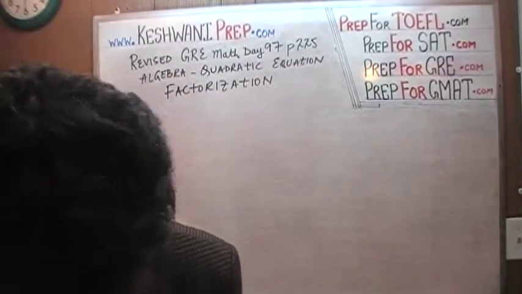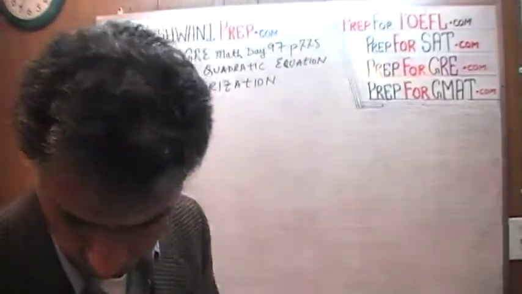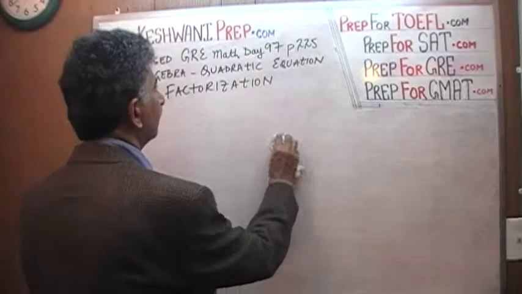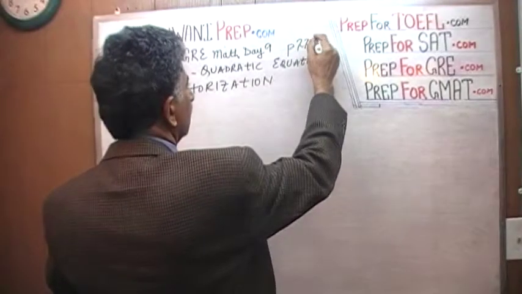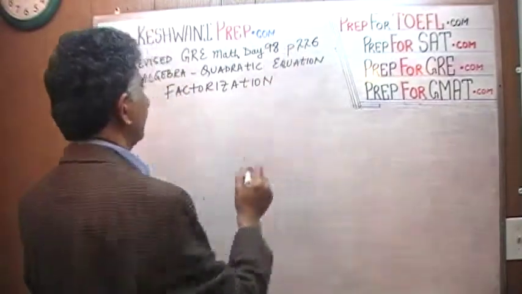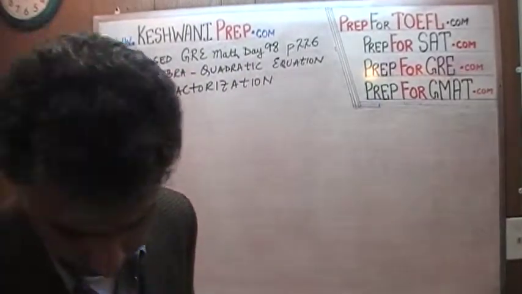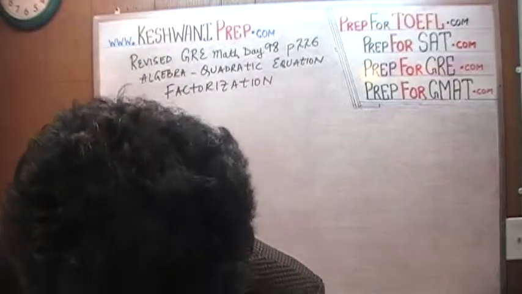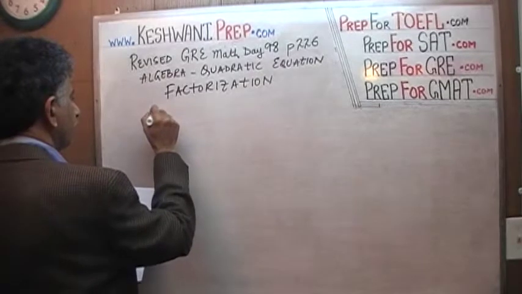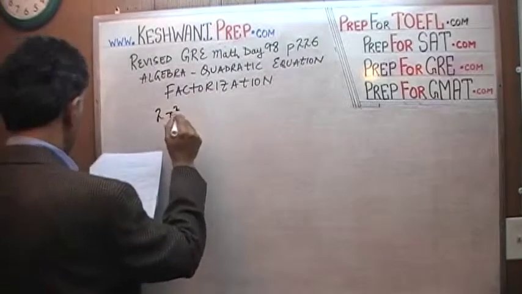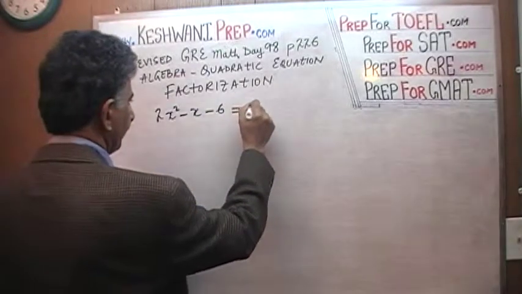The problem that we are about to solve is the one that you will find on page number 226, and today is our lesson number 98. We are dealing with the concept of quadratic equation. Let's take a look at it. The equation that is given to us is x squared minus x minus 6 equals 0.